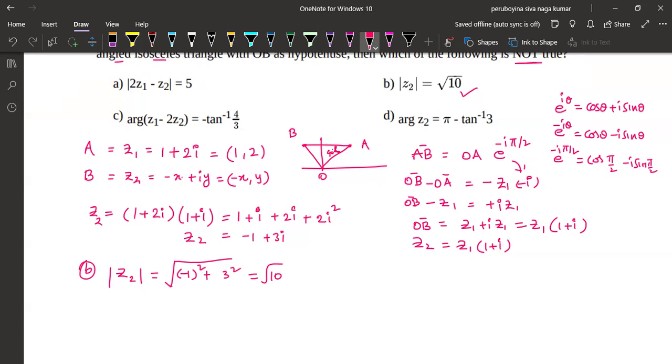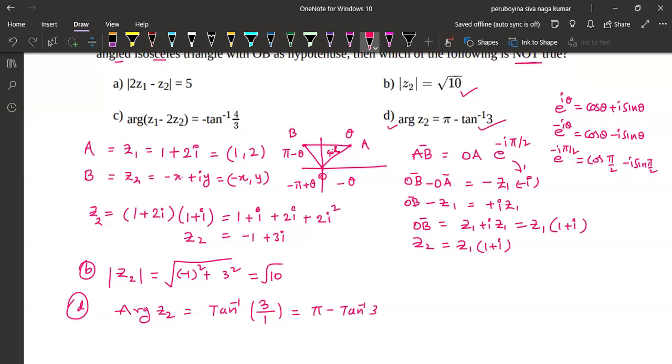And next, I went to option D. Option D, argument of Z2. Argument of Z2 means tan inverse of imaginary part by real part. What is the imaginary part? 3 by real part 1. And you know that this point lies in the second quadrant. I already told you, in first quadrant, argument will be theta. In second quadrant, argument will be pi minus theta. In third quadrant, argument will be minus pi plus theta. And in fourth quadrant, argument will be minus theta. So according to that, this point Z2 lies in second quadrant. So you have to say pi minus tan inverse 3. Of course, this is also correct.